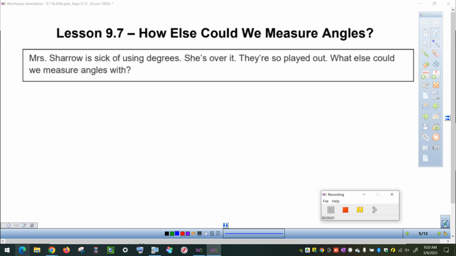So here's a little introduction to what we're thinking about today. It says, Mrs. Cheryl is sick of using degrees. She's over it. I'm over it. They're so played out. We're going to see today what else we could measure angles with.